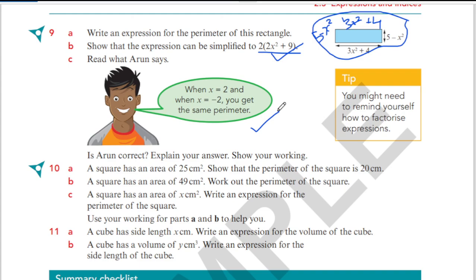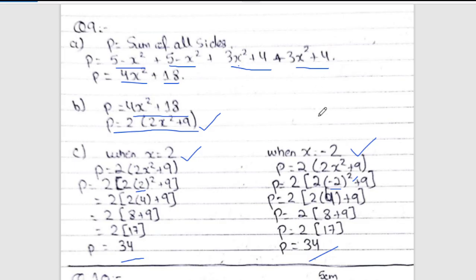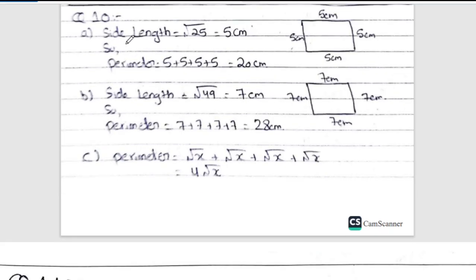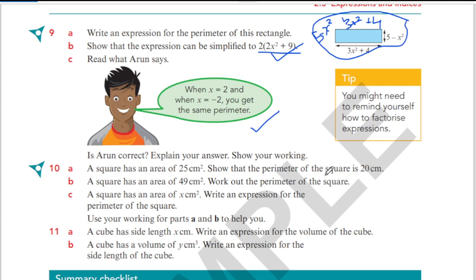In question number 10, they are saying a square has an area of 25, means a square when multiplied, length into breadth, its area is 25. So you have to find the perimeter. How can we find the length? By taking the square root, 25 under root is 5. When you multiply 5 into 5, the area will be 25. We can find the perimeter by adding 4 sides, 5 plus 5 plus 5 plus 5, which is 20, and which is equal to what they said in the question.